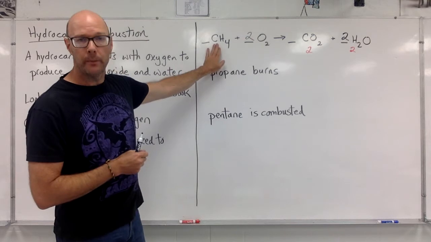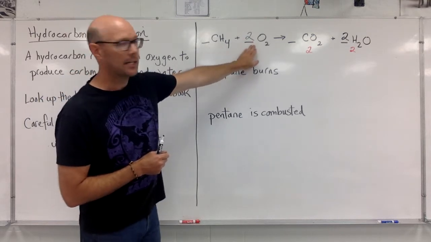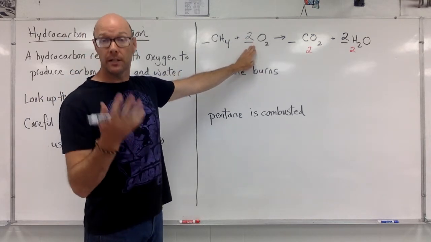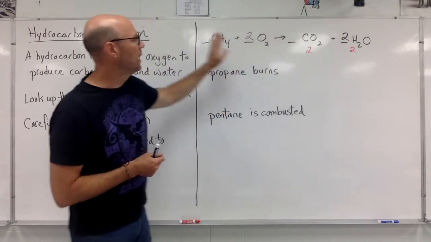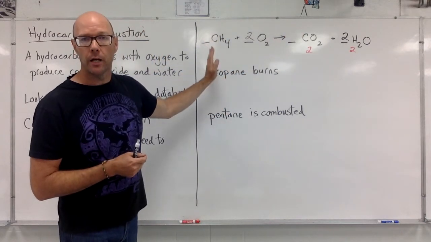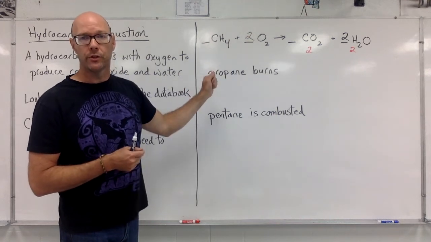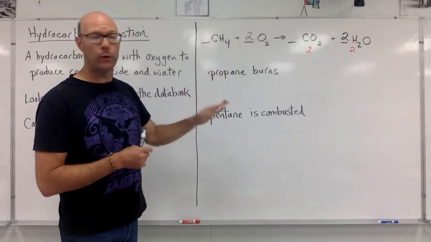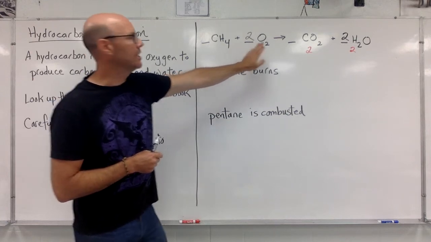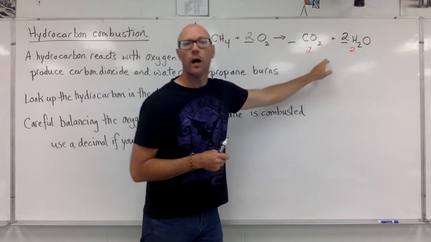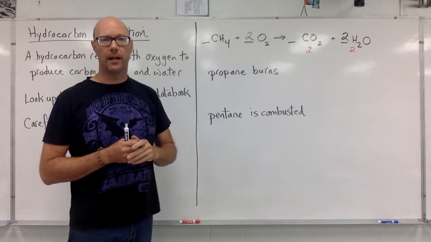A hydrocarbon, C's and H's, reacting with oxygen. It's on fire, it's burning, it's undergoing combustion. We get CO2 and H2O. Here we have 1 carbon on either side, 4 hydrogens on either side, and in total, 4 oxygens on the left-hand side of the arrow, and in total, 4 oxygens on the right-hand side of the arrow.